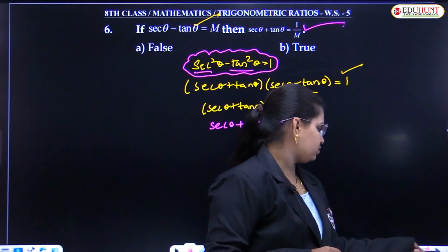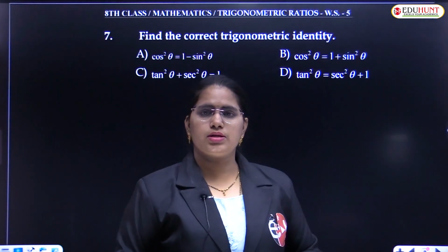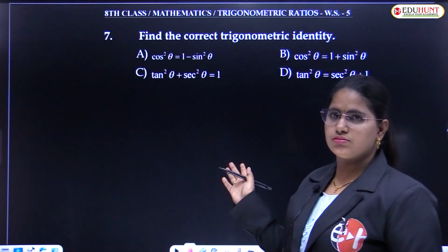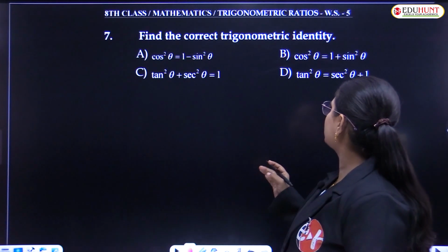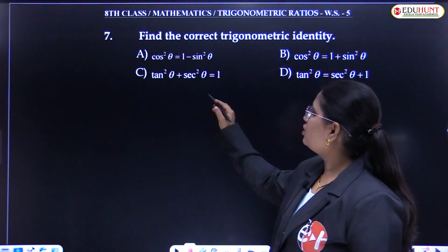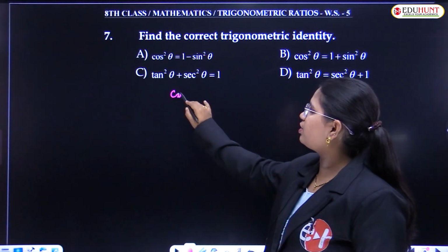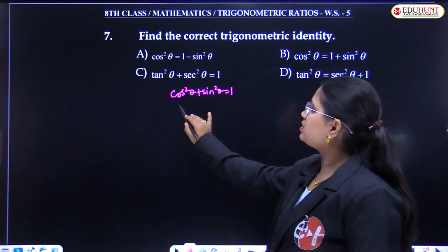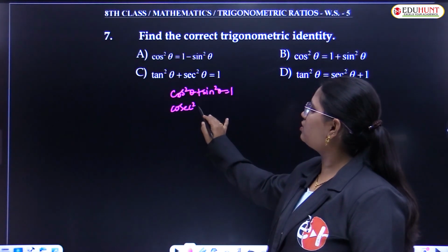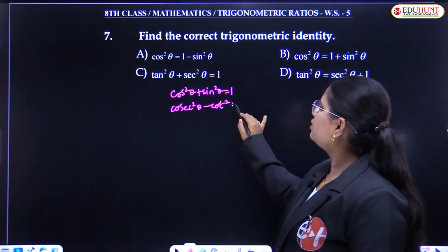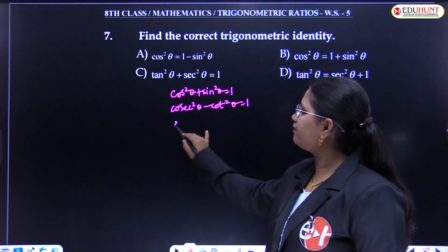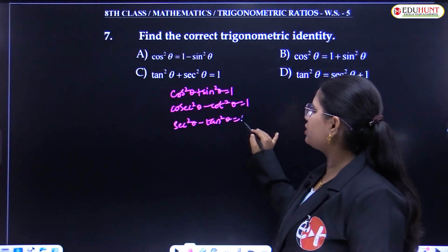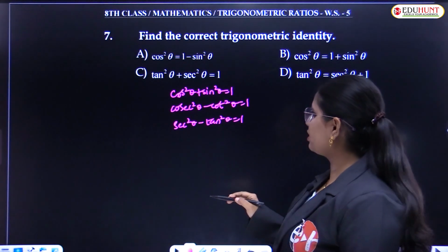Yes, what will be my next question? See, find the correct trigonometric identity. This is one of the questions. What is the correct trigonometric identity? Let's check. So, what are the three trigonometric identities you have? Cos square theta plus sin square theta is equal to 1. Similarly, cosecant square theta minus cot square theta is equal to 1. Also, we have secant square theta minus tan square theta is also equal to 1. Correct? We have three trigonometric identities.